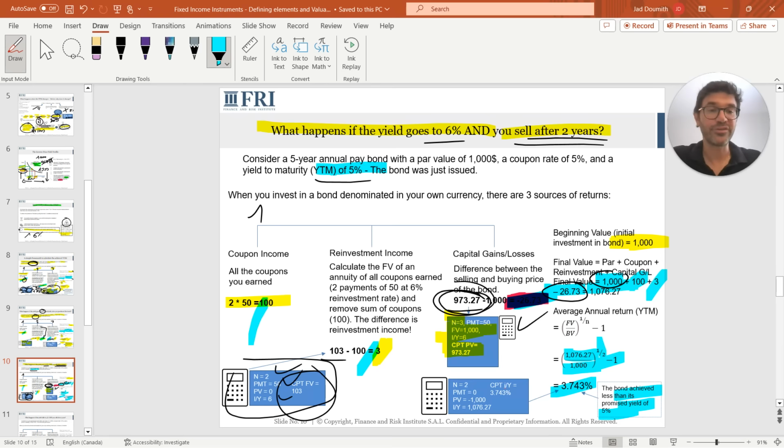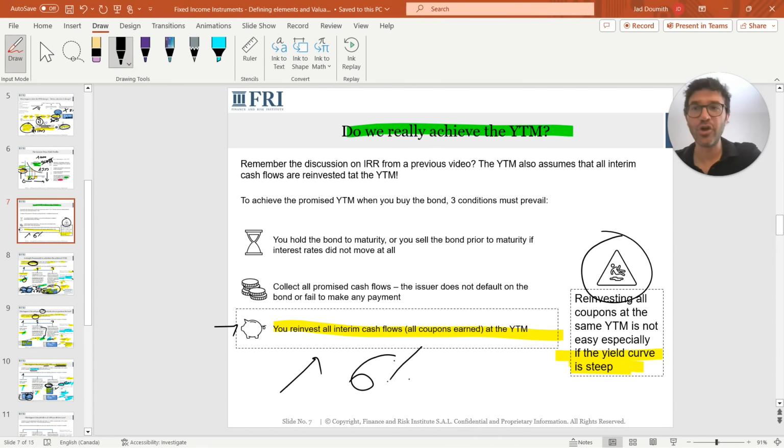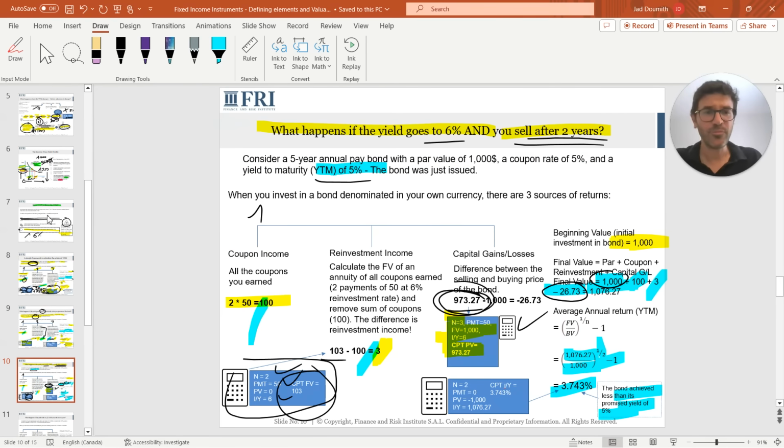Why? Because of the capital losses, because of the fact that you sold the bond prior to maturity at a loss. You disrespected this condition. You sold the bond prior to maturity at a loss. So when this happens, you are actually achieving less than the promised yield to maturity. All right? So I think this should be clear by now.